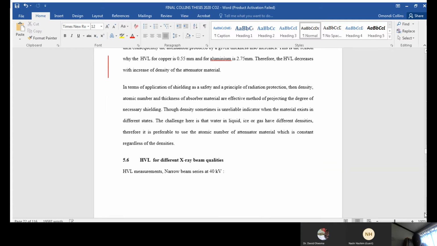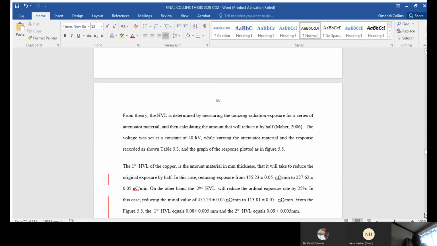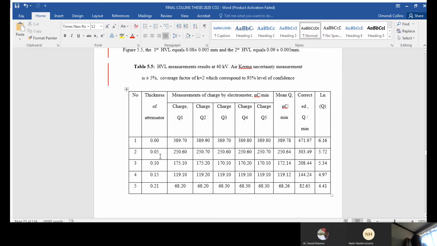So it's the same. Here is the first quality measurement. For this beam quality, the ISO specifies the amount of material that I should use. So I do the settings as illustrated in the previous diagram, and these are the results. For example, different thickness with no material, then I add 0.05, 0.10, 15, and 21, so that I can see the amount of material it takes to reduce it by half.